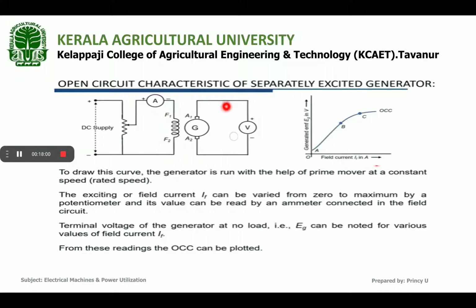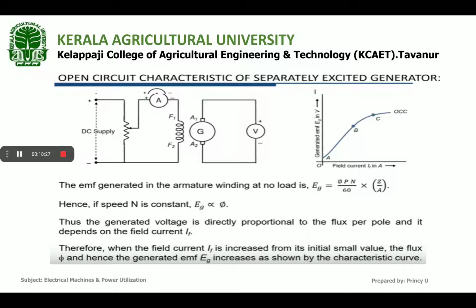And the terminal voltage of the generator at no load, that is EG, can be noted for various values of IF. From this reading we can plot a characteristic with IF on the X axis and EG on the Y axis. Then by increasing the field current you can draw a characteristic curve like that. There are some properties for this curve, and we can study them.